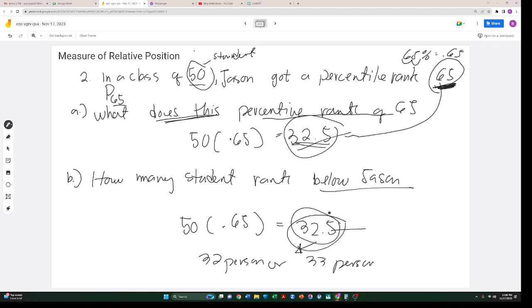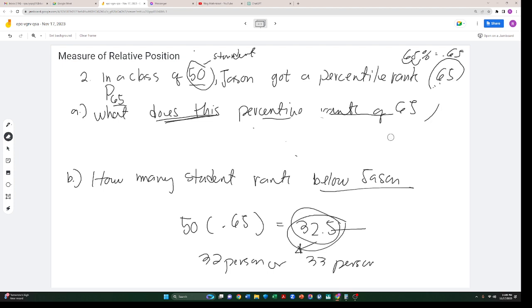I made a mistake in answering question A, what does this percentile rank of 65 mean? I looked at it the wrong way, so forgive me. So what does this percentile rank of 65 mean? That implies that Jason got a score higher than 65% of the class.